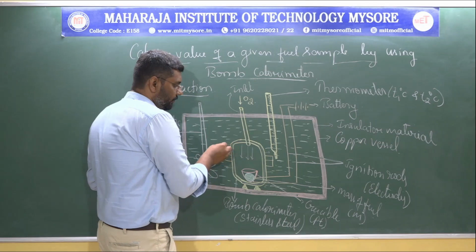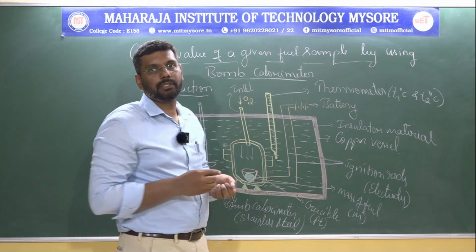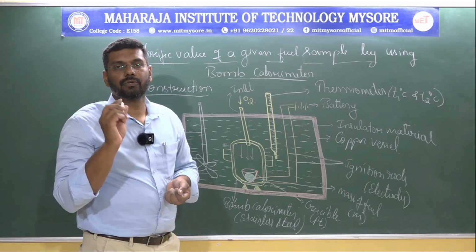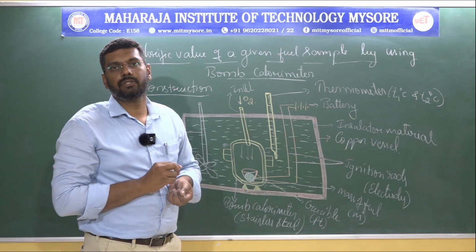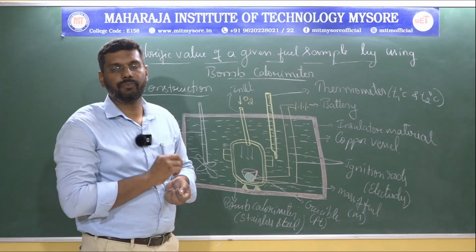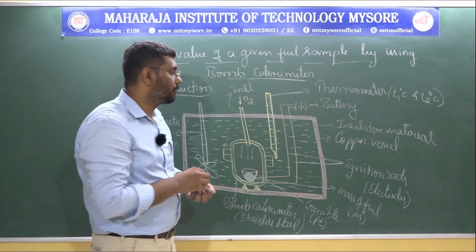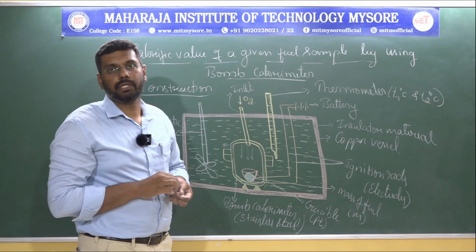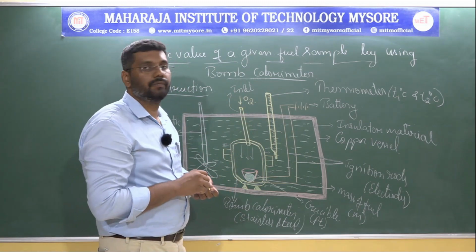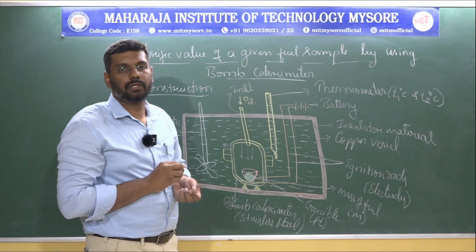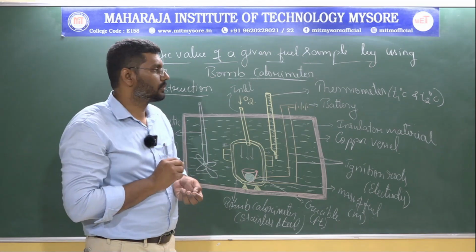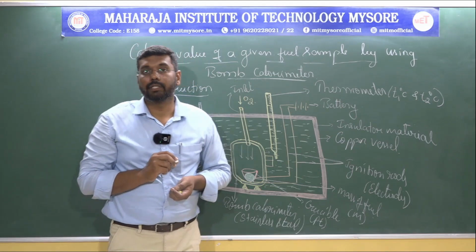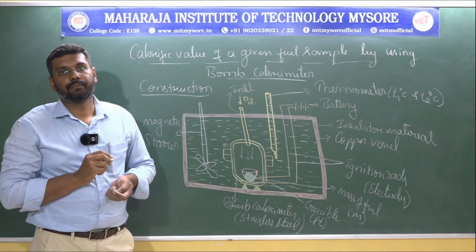So the very important thing to know here is that before igniting the fuel, before passing the electricity through the wires to the fuel, first we need to check the initial temperature of this water body. We call it T1 degree centigrade. T1 degree centigrade is nothing but the initial temperature.